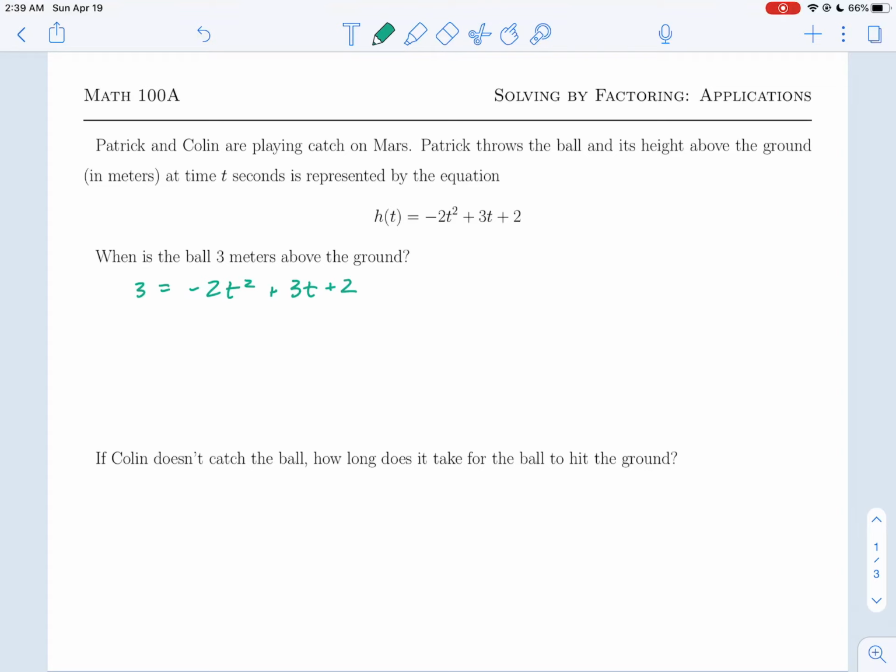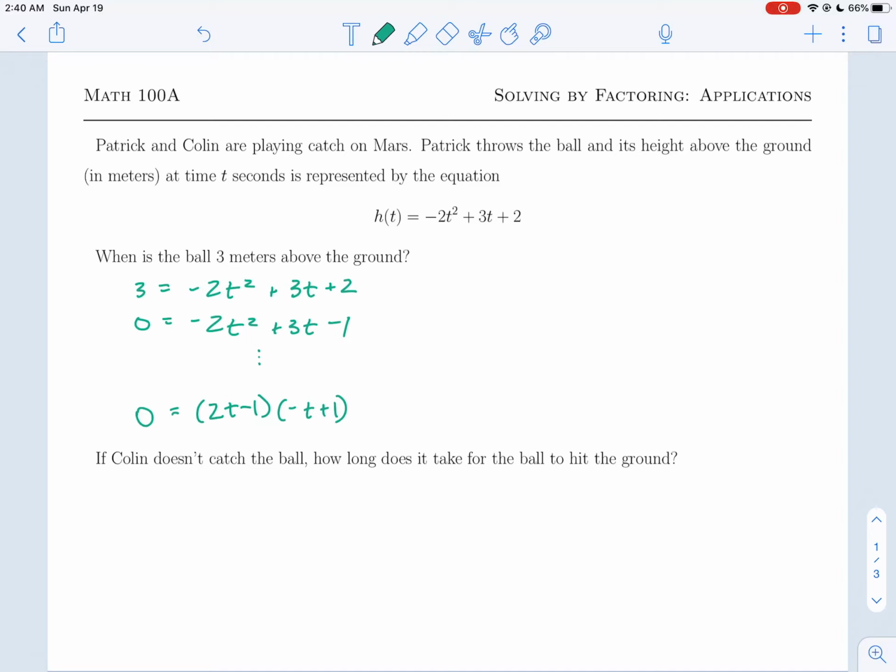Now this looks exactly like those problems we've seen earlier in the section, right? I have some polynomial, I want to get it set equal to 0, I want to factor it, and that'll give me those t values. So I'll start with getting it set equal to 0, right? I need to subtract that 3 from both sides, and that'll give me that 0 equals negative 2t squared plus 3t minus 1. I'm going to skip some of those intermediary steps of doing the factoring, but eventually I'm going to get down to 0 is equal to 2t minus 1 times negative t plus 1.